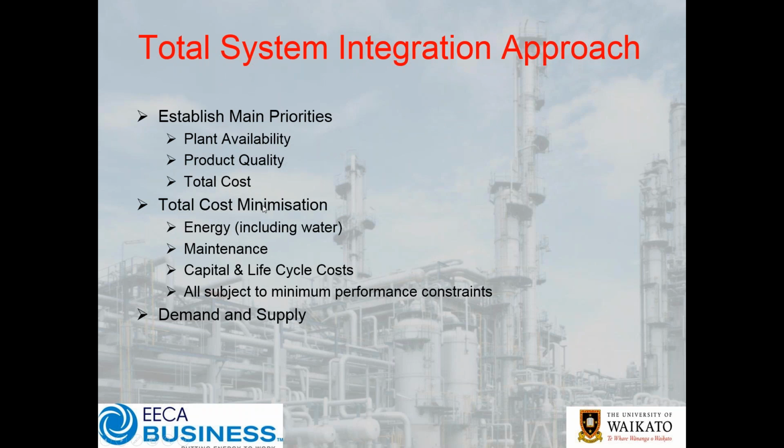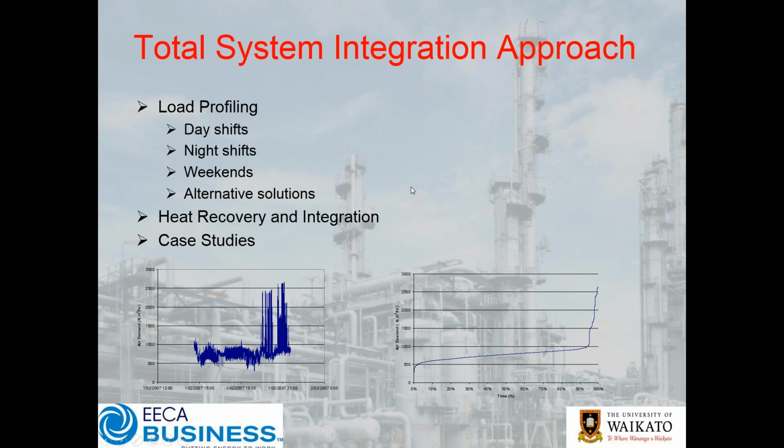Ultimately, at the end of the day, you've got to bring the whole system together and establish your priorities: plant availability, quality, cost. Now, cost minimization is not just energy. It includes water if you've got a cooling system, maintenance, capital and life cycle costs. You've got minimum performance constraints, but ultimately it's this trade-off of understanding what our demand is and appropriately matching our supply to that demand.